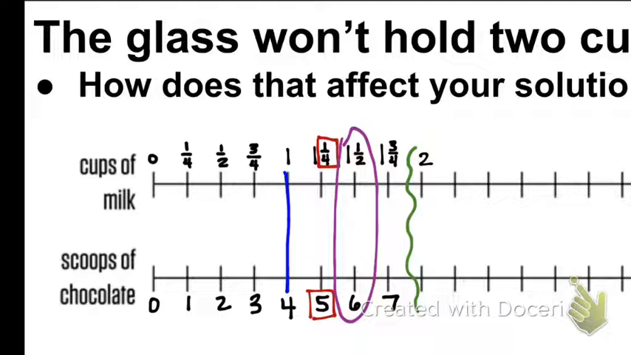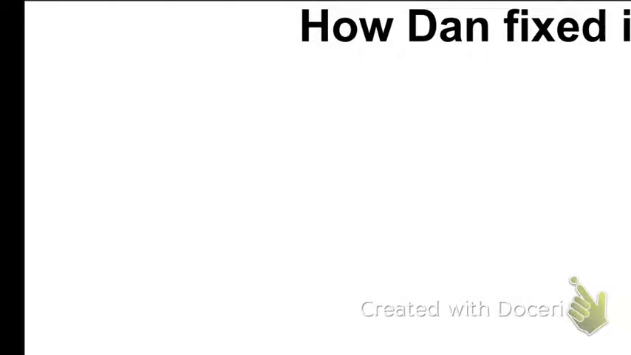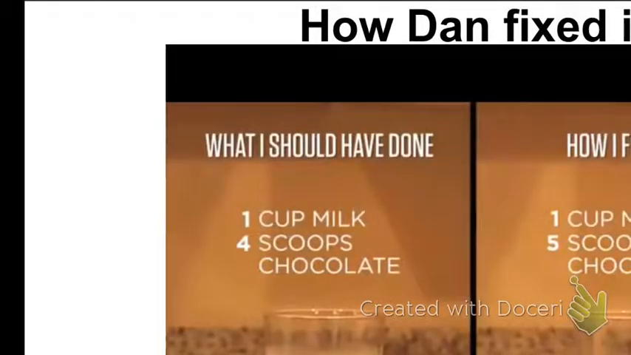Let's see how Dan fixed this. Half a cup of milk. 1 more scoop of chocolate. Fits in the glass. Correct mix of chocolate to milk. Yes. Awesome. That's not the only option for him, but that is one of the ones that we identified that would work, right? All right.